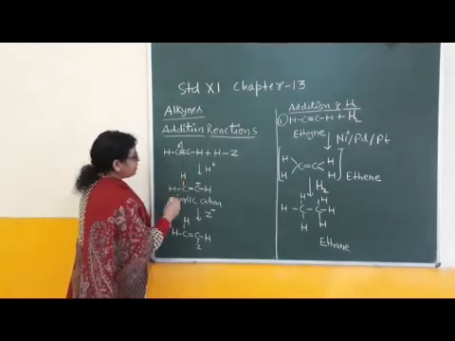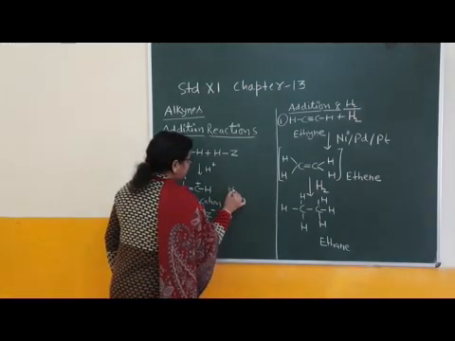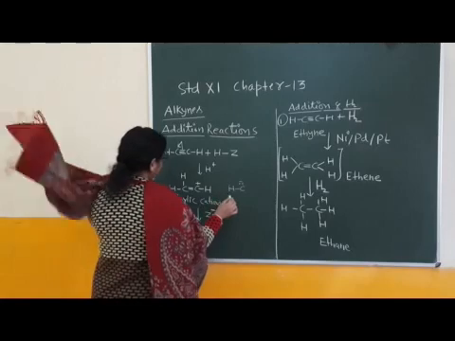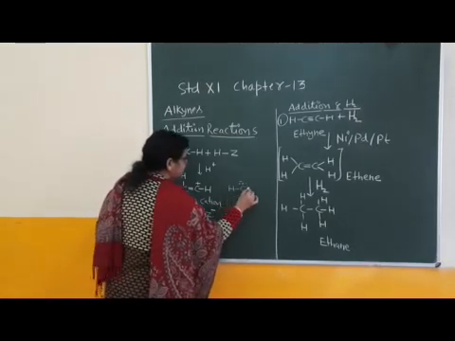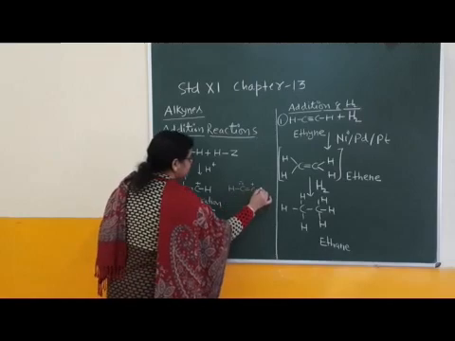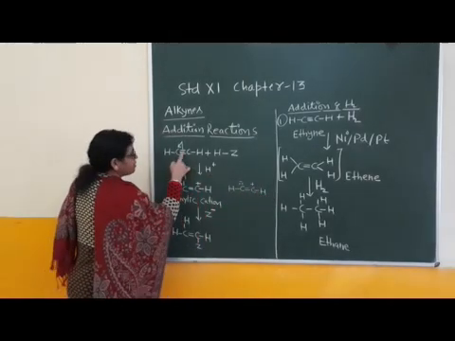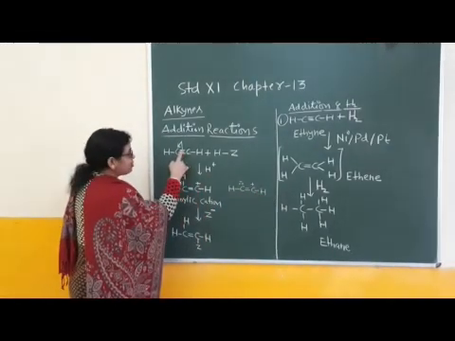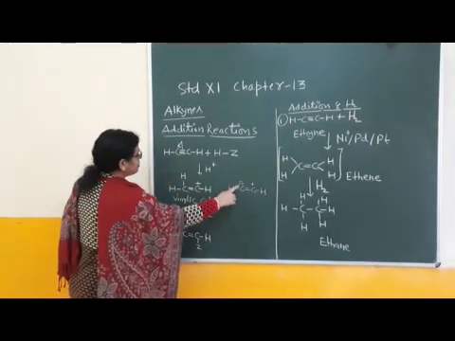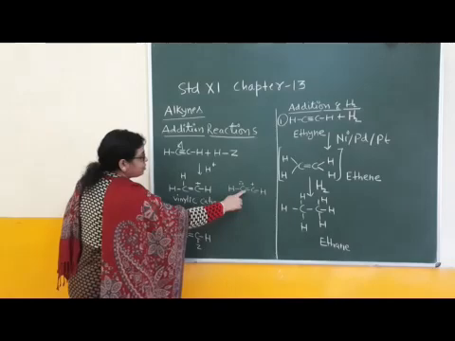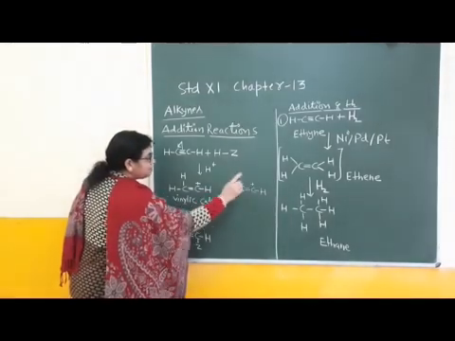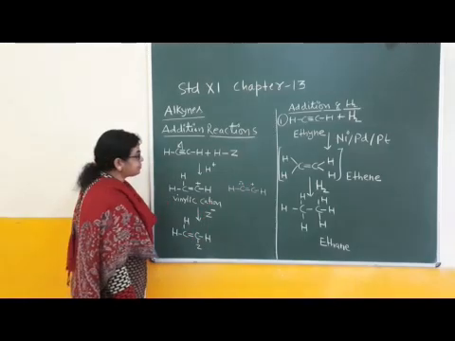After shifting of pi electrons, this carbon becomes negatively charged due to the presence of one pair of electrons, like this. After complete shifting of pi electrons, this carbon becomes negatively charged. Right? 1, 2, 3, and the fourth one is a pair of electrons. 1, 2, 3, this is the electron deficient center.